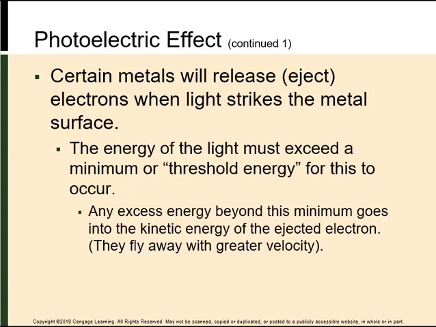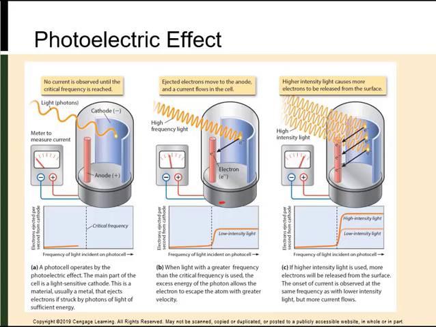In the photoelectric effect, electrons are ejected when light strikes the surface of a metal, but only if the frequency of the light is high enough. If light with a lower frequency is used, no electrons are ejected, regardless of the light's intensity or its brightness. If the frequency is at or above a minimum critical frequency, increasing the light intensity causes more electrons to be ejected. Here's a picture.